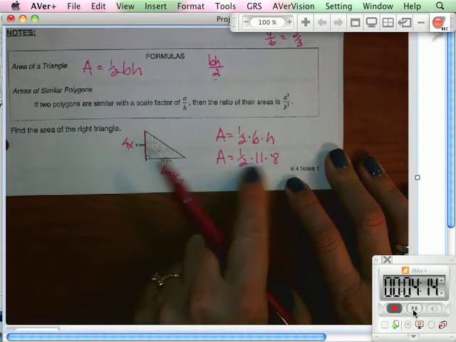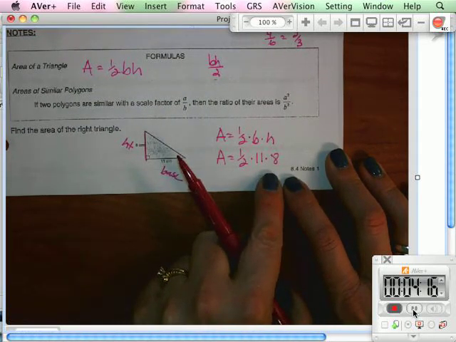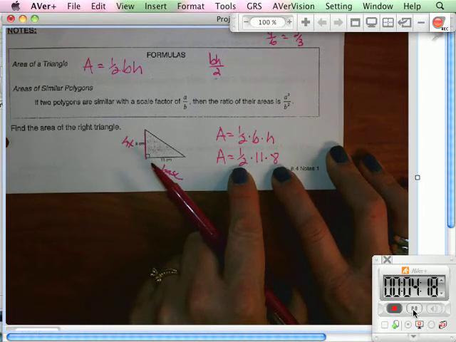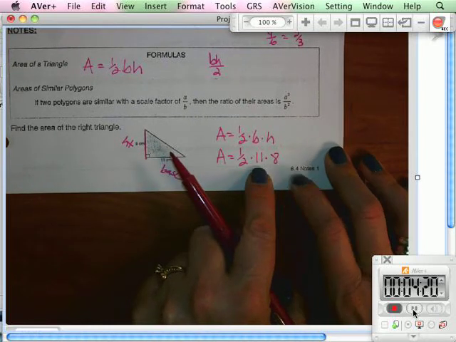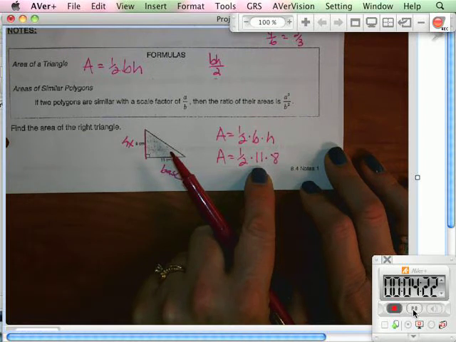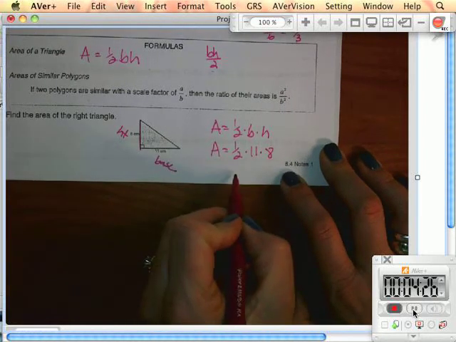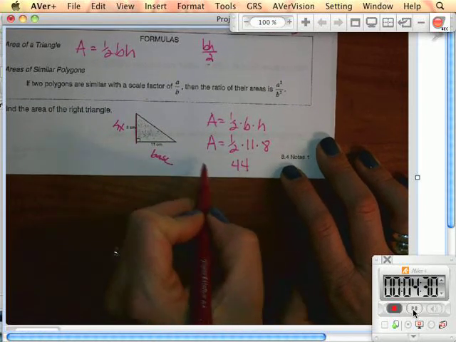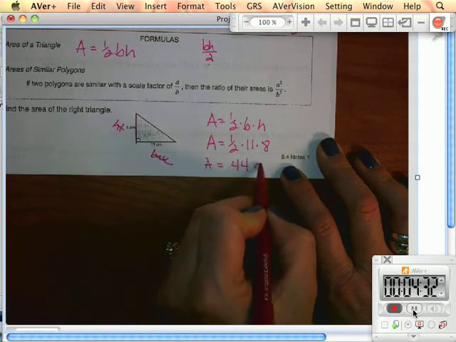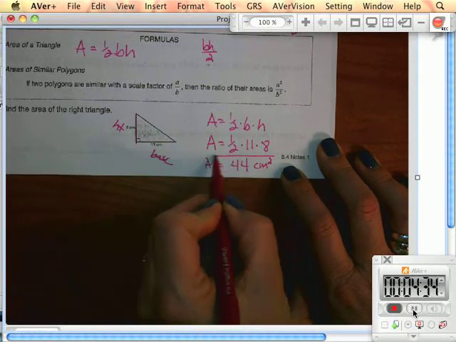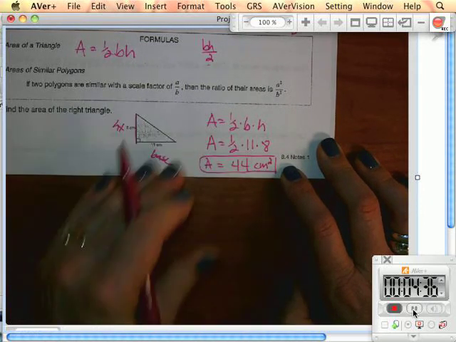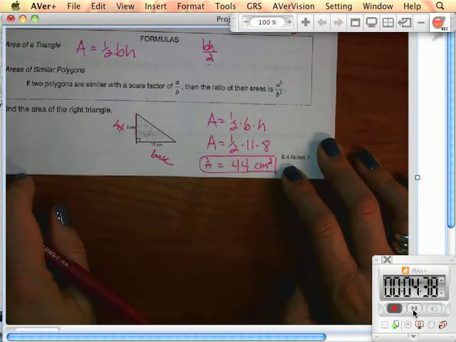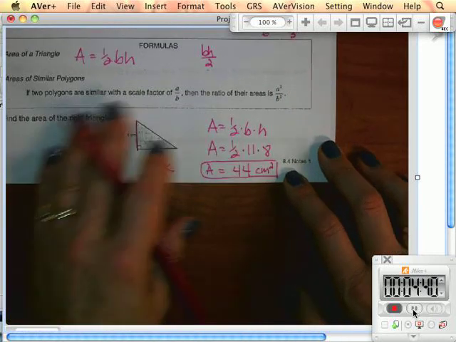Multiplication, you can go in any order, right? What's half of 8? 4 times 11. Isn't that nifty? You can multiply in any order. So it's 44. What would I put for units if I'm doing area? Centimeters squared. Be sure you do squared because we're talking about square surface area. Okay? All right. Turn it over.